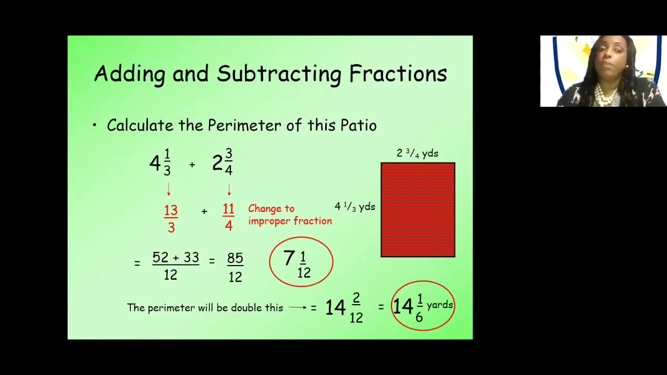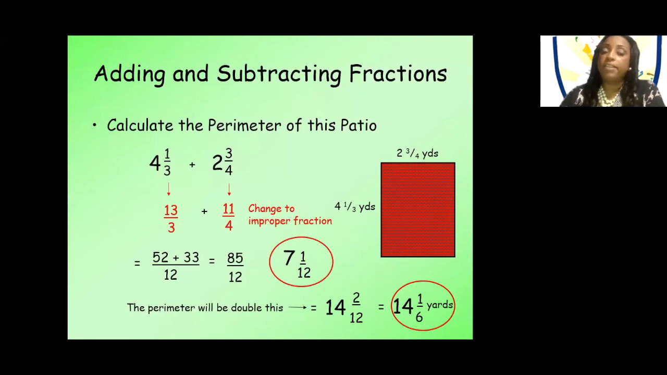And remember what I also said, the remainder is put over that LCM. So you don't change the LCM, you keep that LCM because you would have found the common denominator. So you're going to divide again 12 into 85, which gives us 7 with a remainder of 1, and you keep the denominator. Okay, so again, the perimeter will be double. So here we have 7 1 over 12, or 7 1/12.